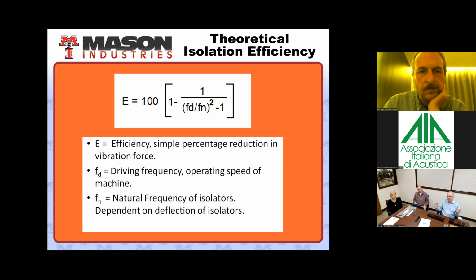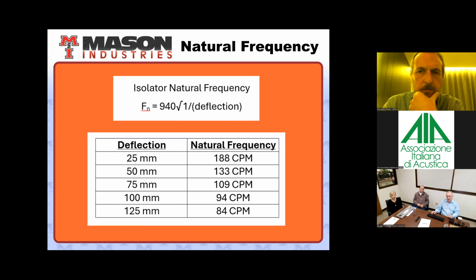Okay. So again, driving frequency, very simple. We simply read that off the equipment print. Natural frequency, a little bit trickier. And we find that the natural frequency of any isolation system is dependent on how much the isolator deflects under load. And it's governed by the equation there. F sub N is 940 times the square root of 1 over the deflection in millimeters.